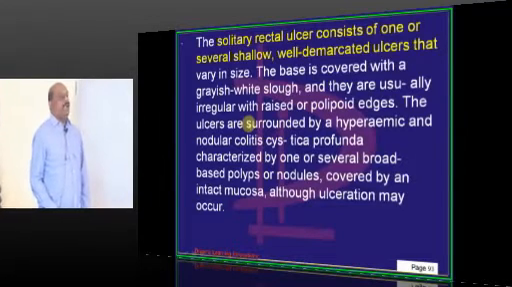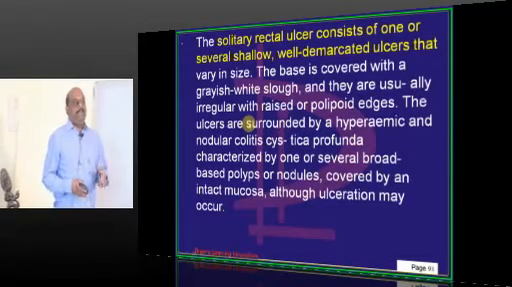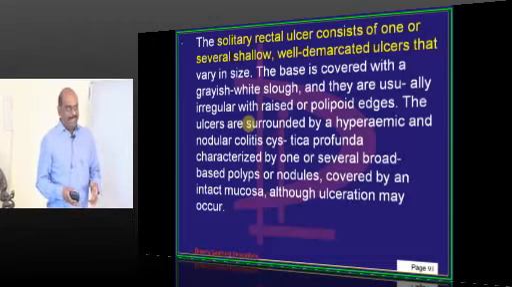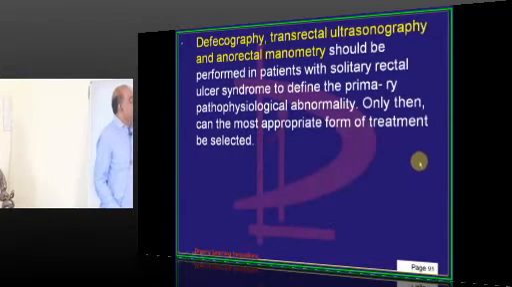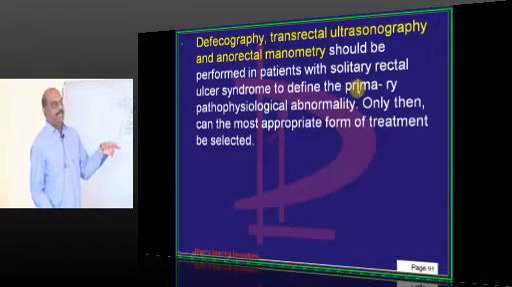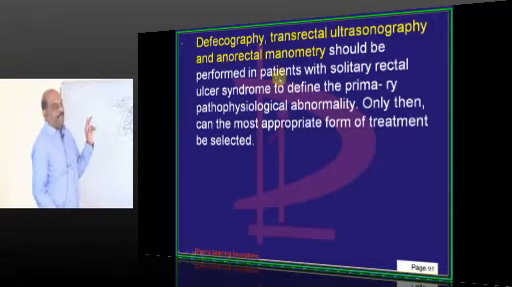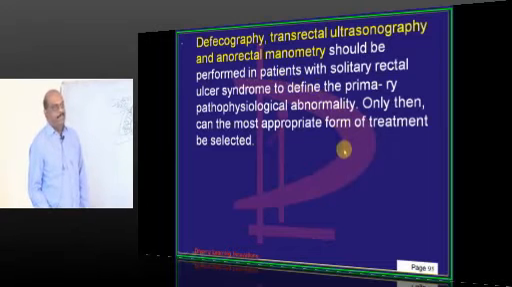So generally, if you can solve that organic problem leading to the constipation, with rectopexy, then most of the times it takes care. So you have to do defecography, transrectal ultrasonography, anorectal manometry.